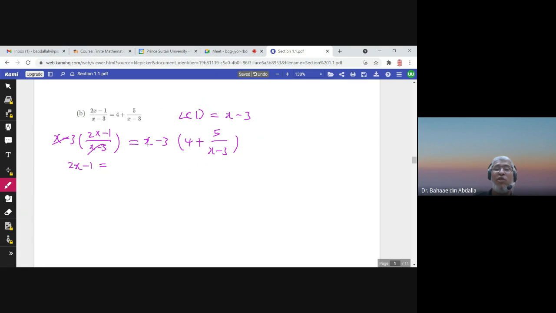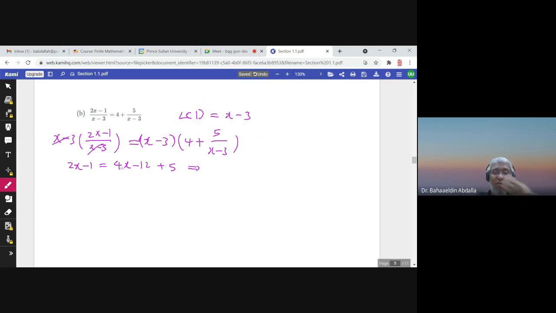equals 4 times x minus 3. You write it like this. You have to put parentheses because you have two terms here. So 4 times x minus 3 is 4x minus 12. Then plus, if you multiply x minus 3 times the fraction, x minus 3 cancels with x minus 3 and you will have only 5.